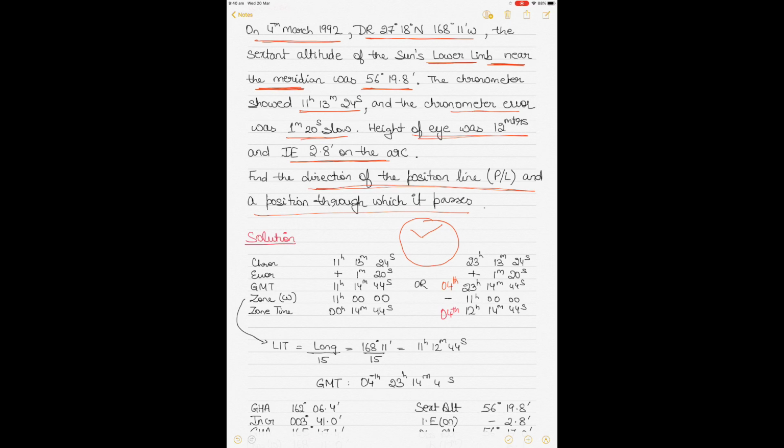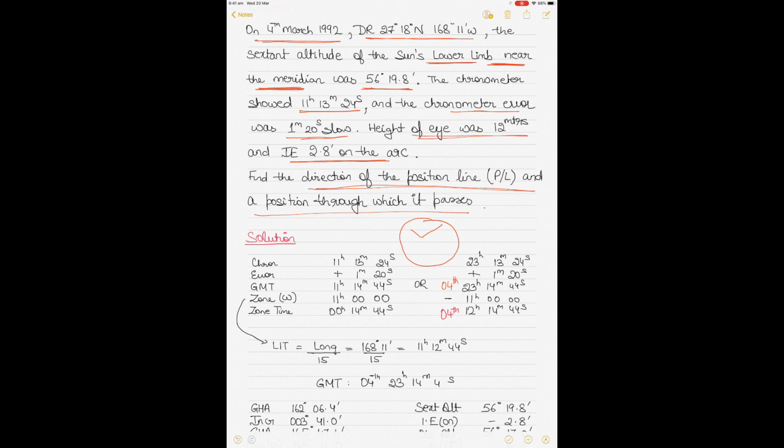Especially when you're on the ship, you know what's going on. So with the chronometer time, you know whether it's night or day. But in this case, of course, you don't know, because this is for question purposes only. So we assume we don't know whether it's 11 o'clock in the morning or 11 o'clock at night. For that, we have to consider two cases. If it's 11 o'clock in the morning, it's 11 hours 13 minutes 24 seconds, and if it is 11 o'clock at night, then it's 23 hours 13 minutes 24 seconds.